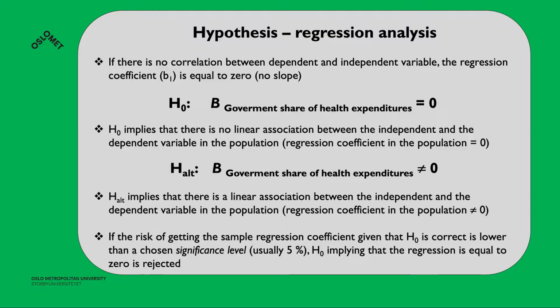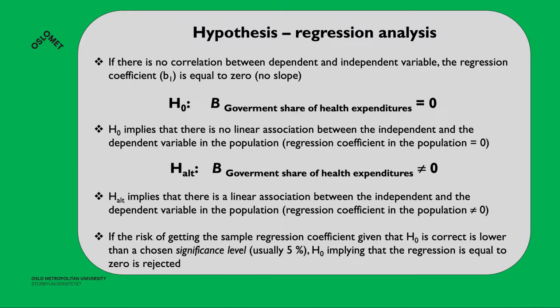In regression analysis, we are also testing hypotheses. Our null hypothesis is that the regression coefficient is equal to 0. So if there is no correlation between the dependent and the independent variable, the regression coefficient is equal to 0. There's no slope at all.